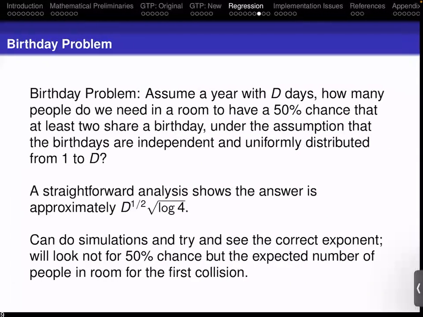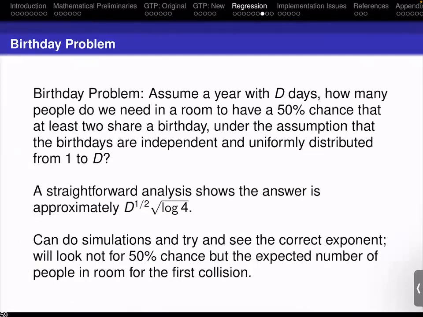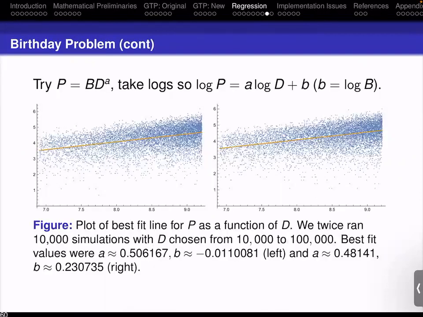And then here is just doing some simulations. I did 10,000 simulations where the number of days in the year was chosen from 10,000 to 100,000 and drew the best fit lines. And we proved in the video that it's basically d to the 1/2 square root of log 4. When we did this over here, if it is d to the 1/2, when we take the log, it should be 1/2 log d plus a constant. And we saw the best fit lines here about 0.506 and 0.481. So both of these simulations are strongly suggesting that the number of days you need grows proportional to the square root of the number of days in the year.